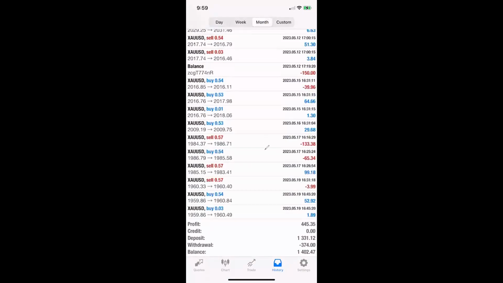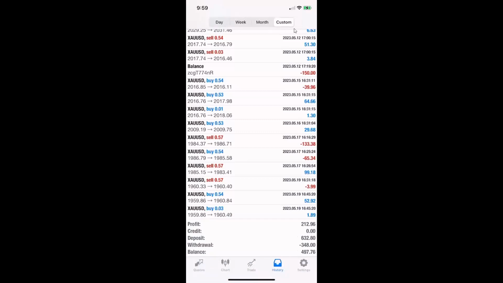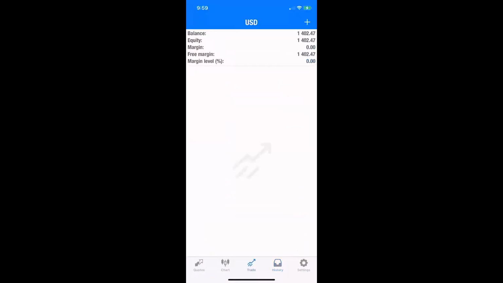Throughout this whole month we still made some good money. If we go all the way back from May 1st up to today, we made about $212, which is good. That will cover the subscription fee. So we still did good. That's the first 19 days, so that's not bad. But yeah, we did good on this trade today.